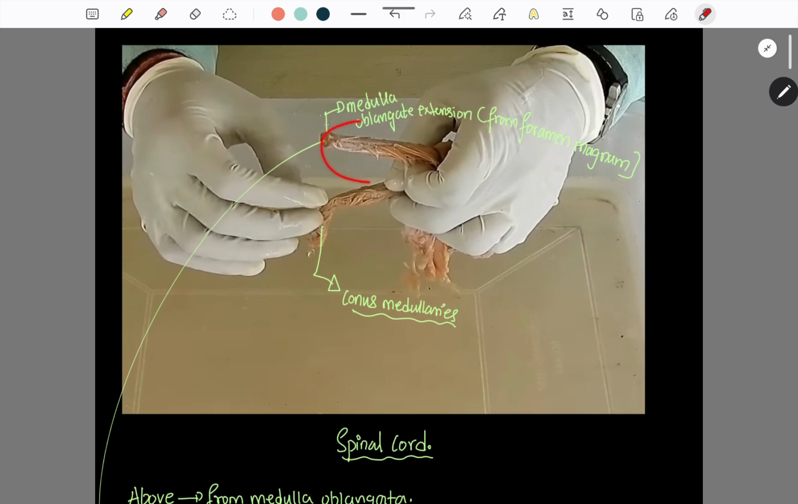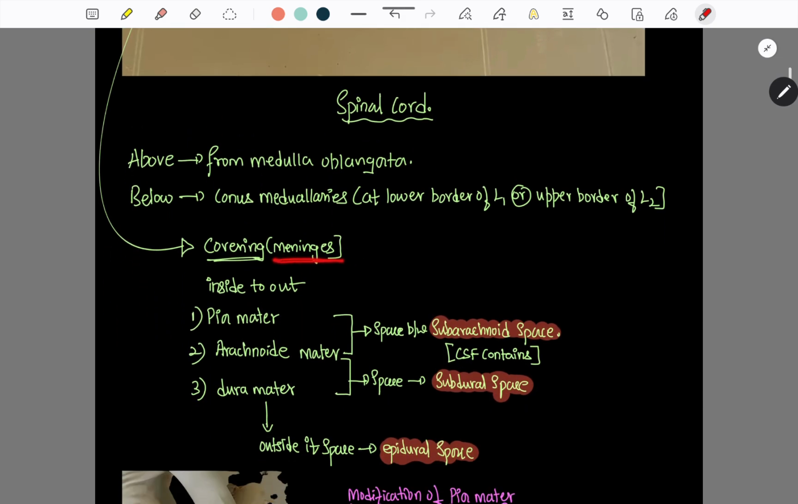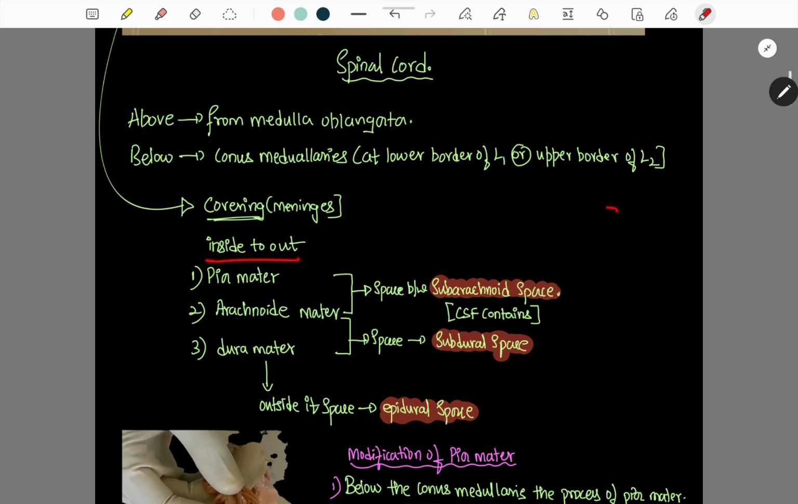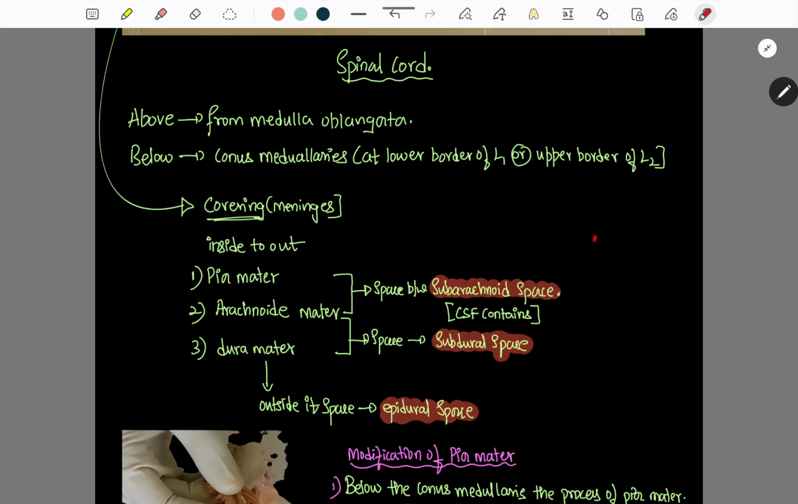So in the upper part there is a covering called meninges, from inside to out. See, this is the spinal cord. This is the first covering inside, the pia mater. This is the arachnoid mater. This is the dura mater. The space between the pia mater and arachnoid mater is called the subarachnoid space.